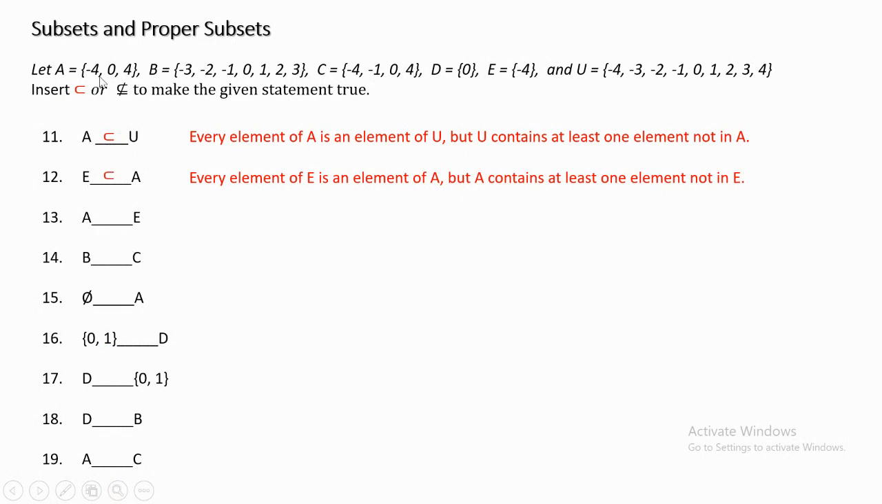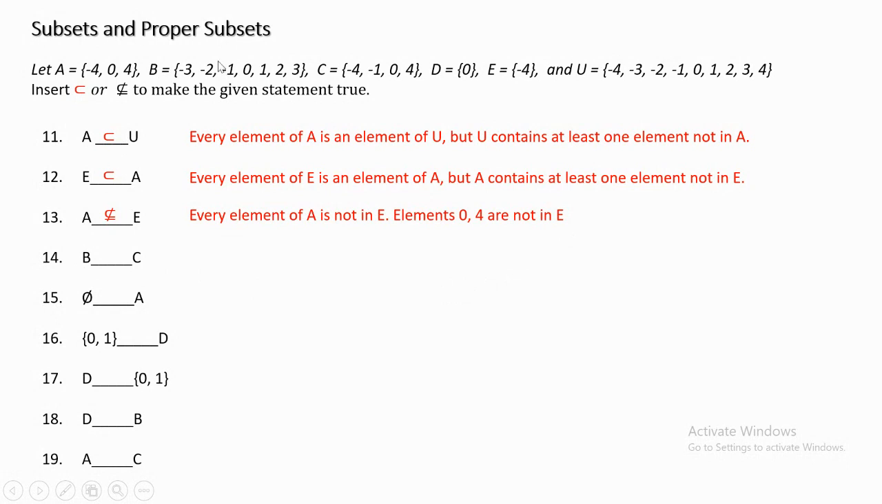If you reverse it, A is either a proper subset or not a subset of E. This will be not a subset, because not every element of A is in E. The elements 0 and 4 are not found in E.